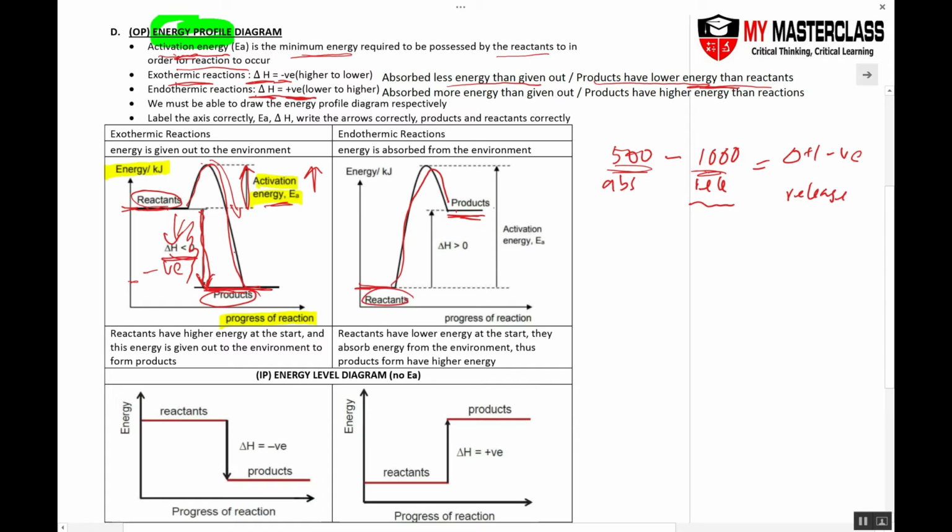Write your reactants here, your products here. Label your activation energy from the reactants to the top of the hump. It's an upward arrow. Okay, and then label your delta H, right? From small number become big number, it is at the positive end. Delta H is positive. Okay, and this is endothermic. Okay, these are your energy profile diagrams over here. These two diagrams are commonly tested. We have to know how to draw them.